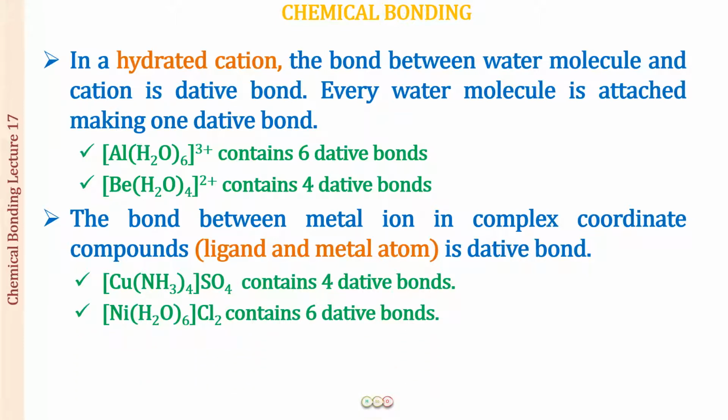Next example, similarly, you can see over here in this bracket again is going to be a nickel and 6 water molecules. So there are going to be 6 dative bonds between nickel and water in this coordinate compound.